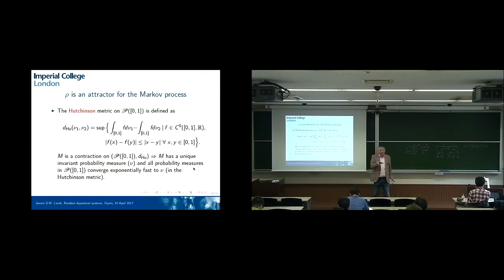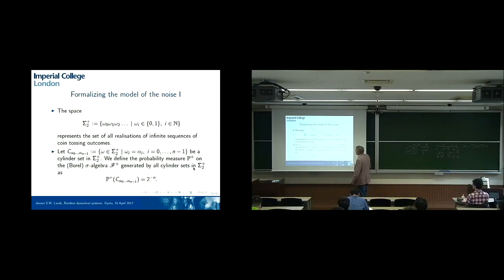Okay, so the question now is, can we do something more than just doing the statistics? With the Markov process, we just do statistics of the one-point process. So the question is, can we do something more? Okay, so what do we do more? It means we have to get more control over the dynamics. So what I'm going to do is formalize this coin tossing event a little bit more in detail.